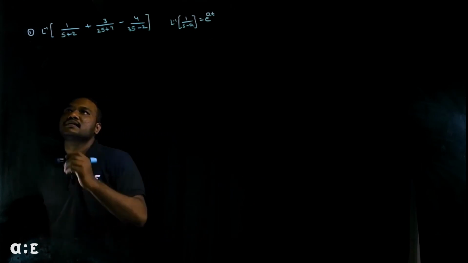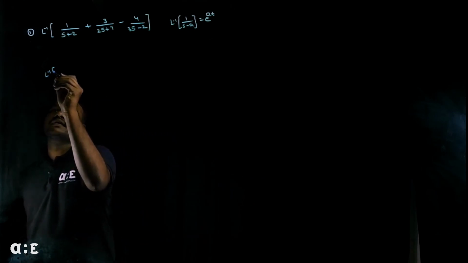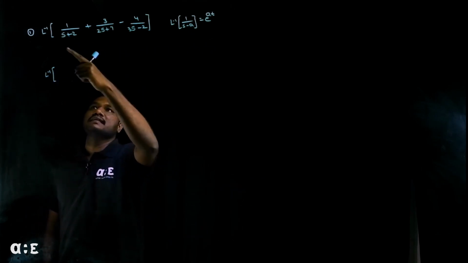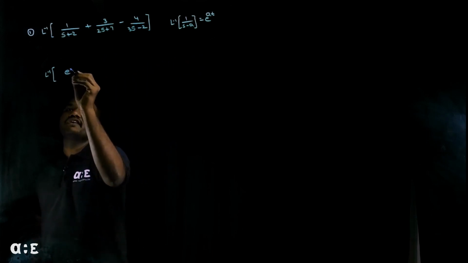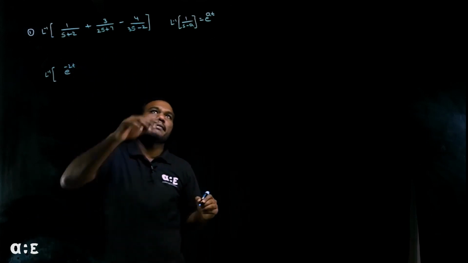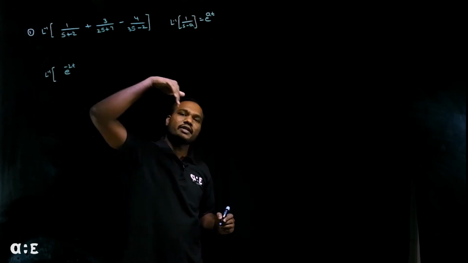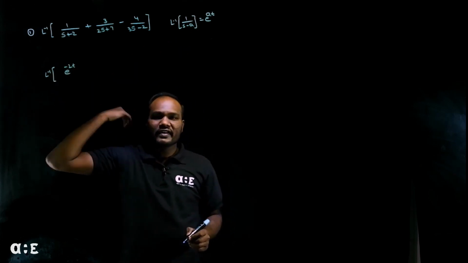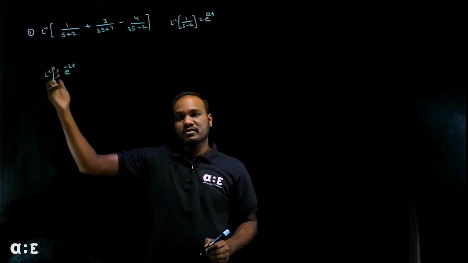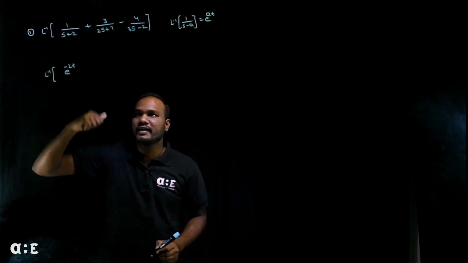How do we do that? We can directly see there is s minus a, so it will become e power minus 2t. If there is a minus, I get positive. If there is a plus, I should get negative. Is that correct? So if I reverse it, the Laplace of e power minus 2t is 1 by s plus 2. That's what we are seeing here.